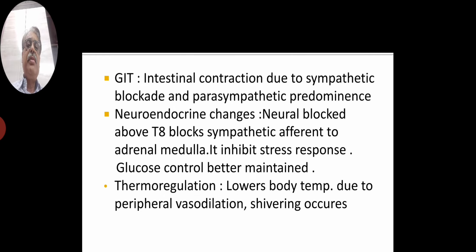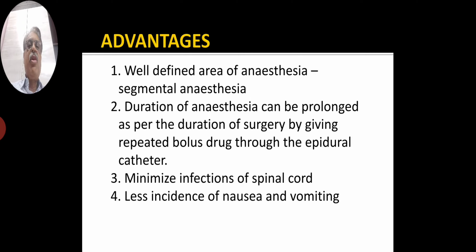intestinal contractions increase. It is due to sympathetic blockade and parasympathetic predominance. Neuroendocrine changes: neural block above T8 will block sympathetic afferents to the adrenal medulla. It will inhibit stress response. The blood sugar level is better controlled and maintained. Then thermoregulation. It lowers body temperature. It is due to peripheral vasodilatation. There are more chances that shivering can occur.